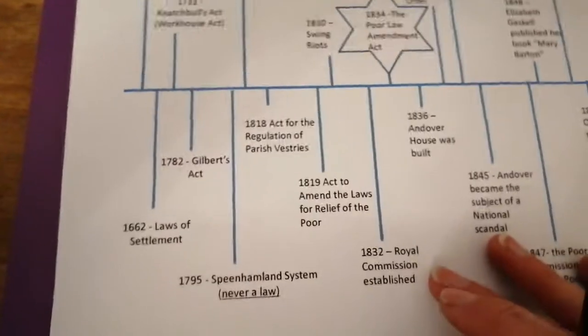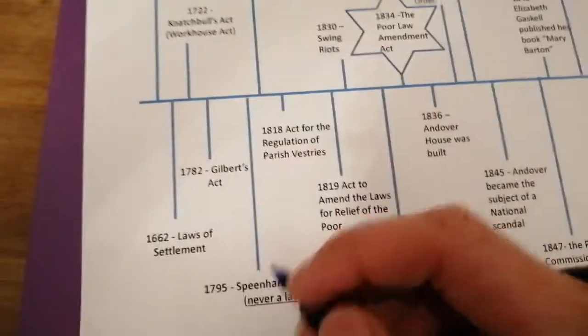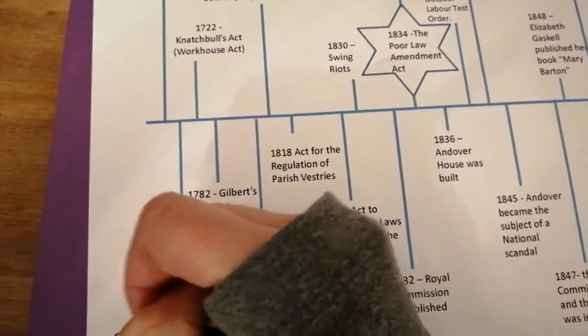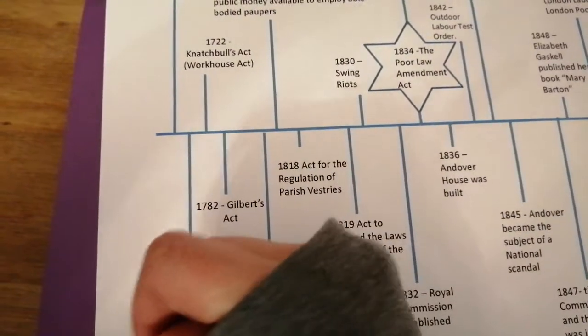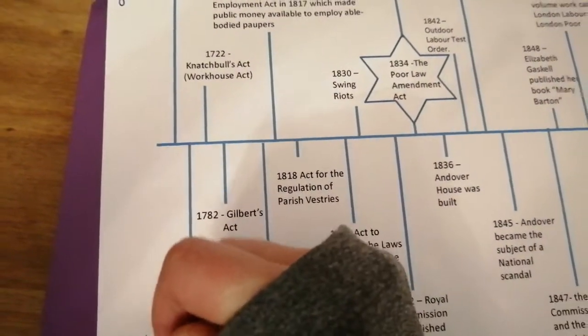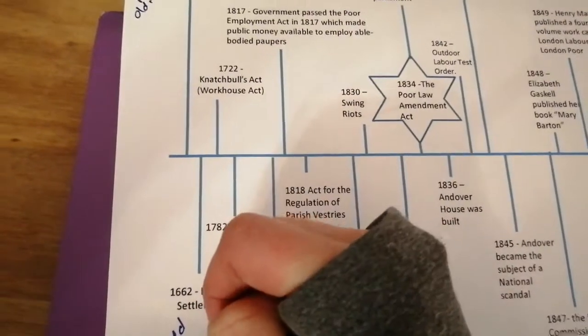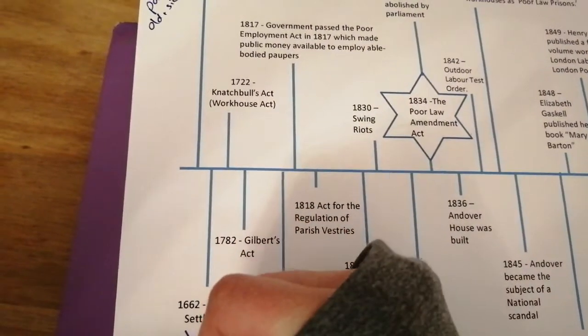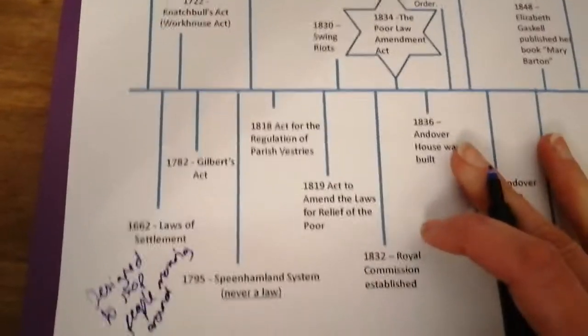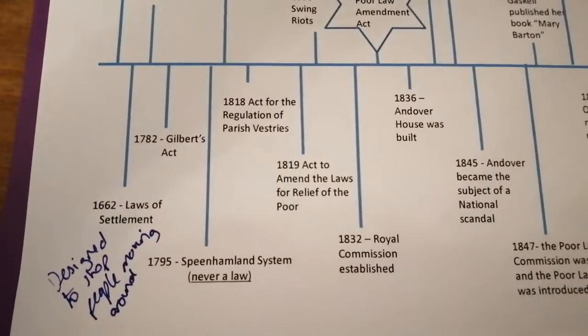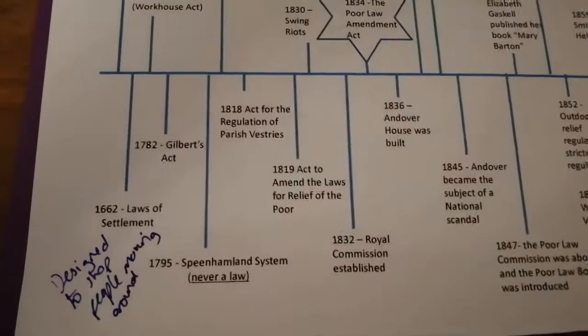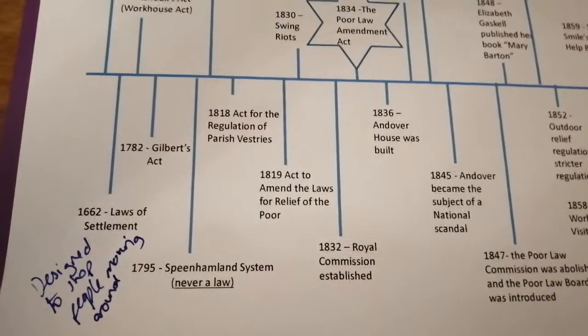Now, we also have 1662, which are the laws of settlement. And this, therefore, is designed to stop people moving around. Now, the point of this one is very much to make sure that parishes are responsible just for their own people, so that you're not getting overburdened by having lots of people moving here and there.